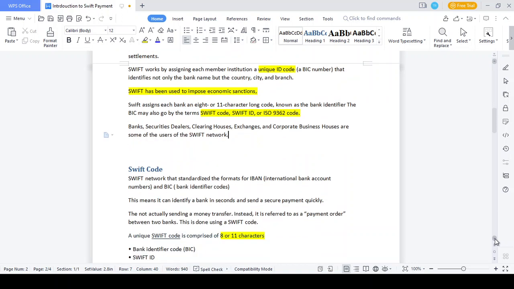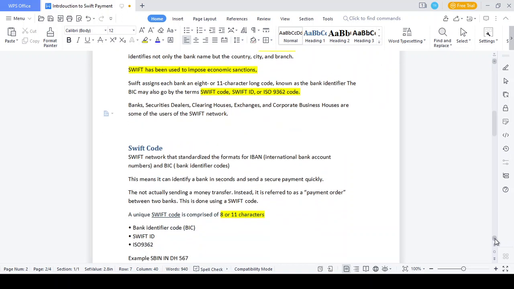I already said that each and every organization that uses the SWIFT network has been identified with a unique code. The code we call a SWIFT code. A SWIFT code always contains 8 to 11 characters. We call it a Bank Identifier Code, or BIC, or SWIFT ID, or ISO 9362 code.